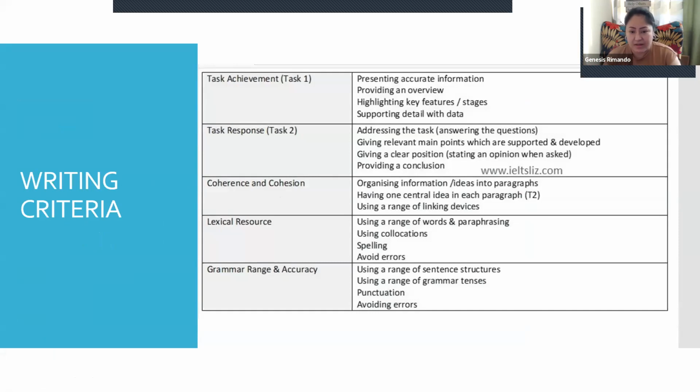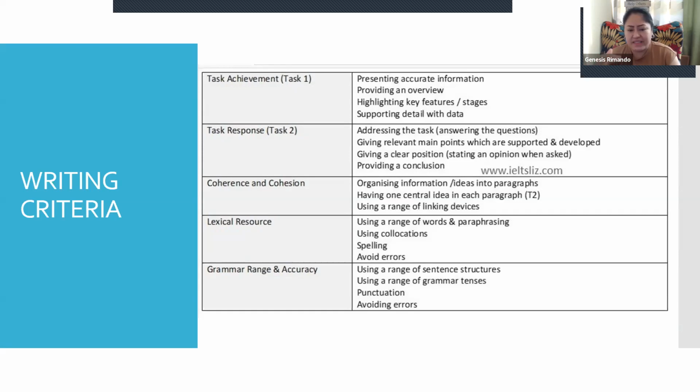For task 1, you would get a higher band score if, first, you present accurate information. Second, you provide an overview. Your writing would present accurate information, it provides an overview, and you support what you write with good data.